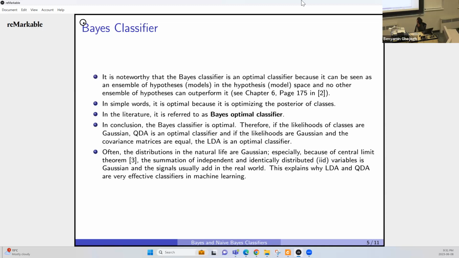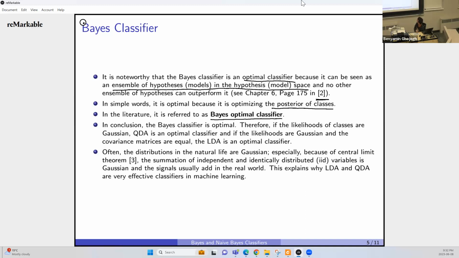It is noteworthy that the Bayes classifier, I already told you, it is an optimal classifier because it can be seen as, by the way, there is another analysis of why it is a Bayes classifier, because you can see it as an ensemble of hypotheses or models in the hypothesis space. It's related to PAC learning. You don't need to know the details of this. I think for you to understand why Bayes classifier is the best classifier is what I told you. It's maximizing the posterior, okay? But you can take a look at this book, chapter 6, page 175 to see why it is the best classifier. In simple words, it is optimal because it's optimizing the posterior of the class. In the literature, it is referred to as the Bayes optimal classifier.